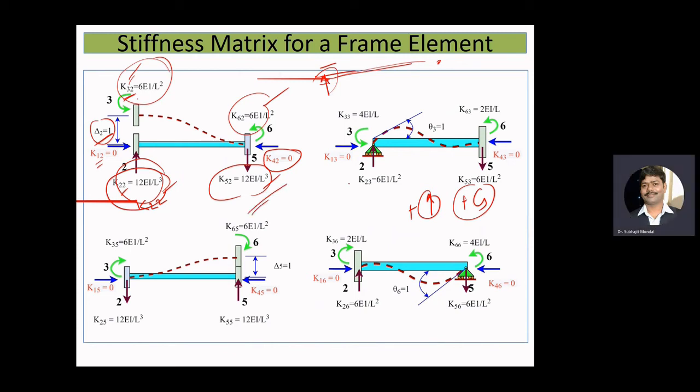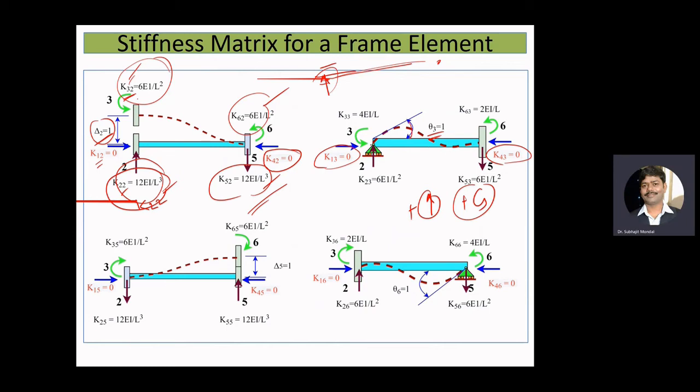So here we applied unit displacement in the second degree of freedom. Now we're going to apply unit rotation corresponding to the third degree of freedom, and we're going to see what forces are developing. Again, if we apply unit rotation in the third degree of freedom, then the axial component will be 0. The force that will develop in the axial direction will be 0.